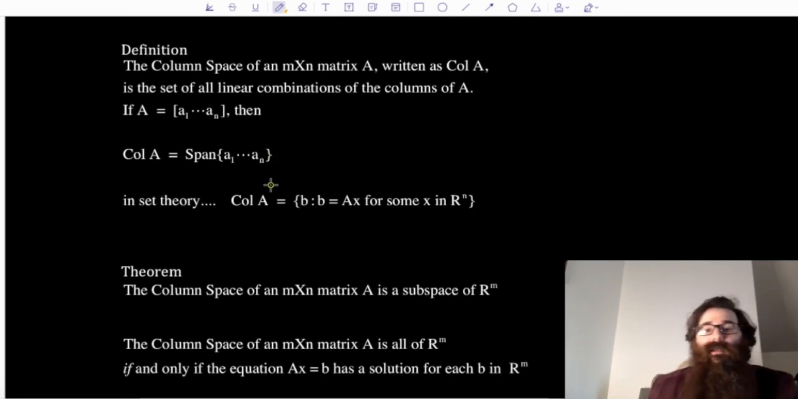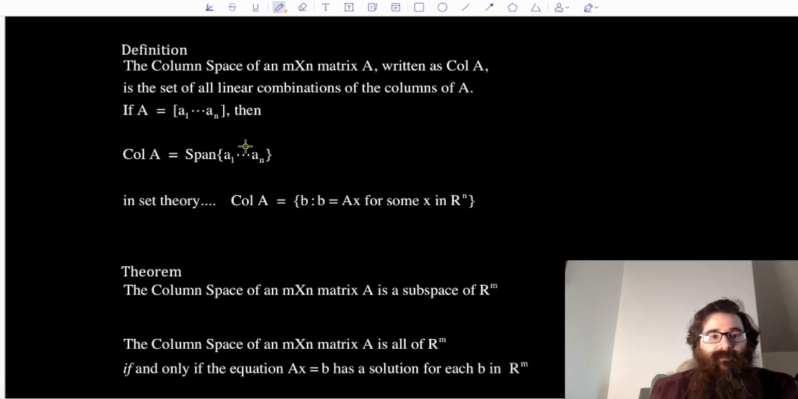We also have another favorite subspace, which is column space. The column space of an m by n matrix A, written as col A, is the set of all linear combinations of the columns of matrix A. If matrix A is a matrix where the first column is little a sub 1, second column would be little a sub 2, so on and so forth, the last column would be little a sub n, then the column space of A is going to be equivalent to the span of all of those column vectors.